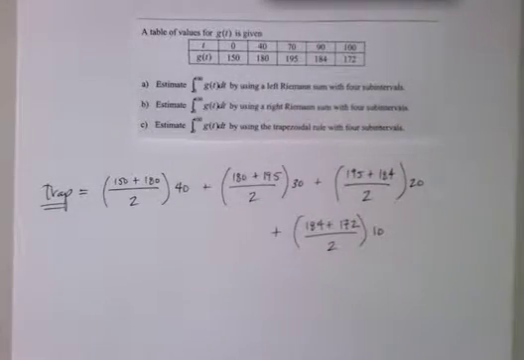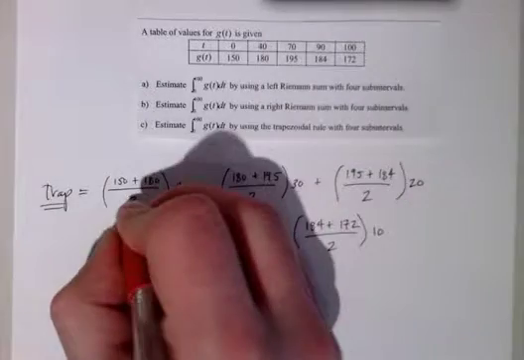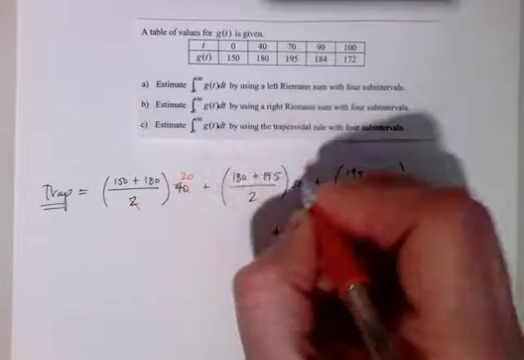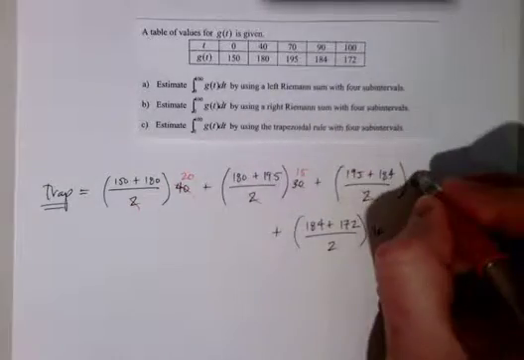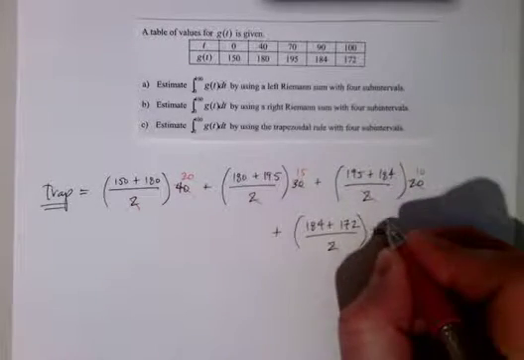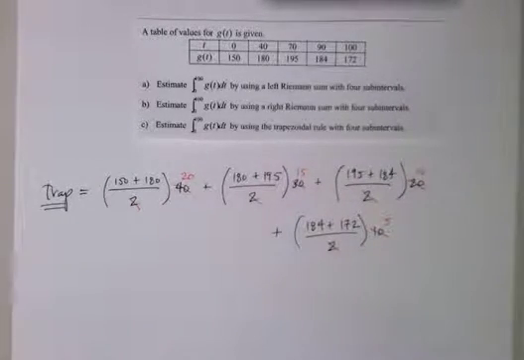And of course, you can go through and clean this up a little bit. This winds up being 20. This is times 15. This is times 10. And of course, this is times 5. It's not like you're going to run into any fractions.